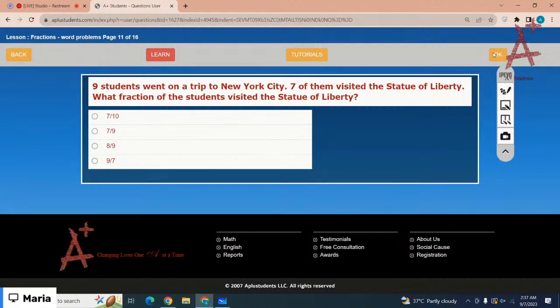Nine students went on a trip to New York City. 7 of them visited the Statue of Liberty. What fraction of the students visited the Statue of Liberty? Which is the correct option? Yes, the correct option is 7 out of 9. Very good.